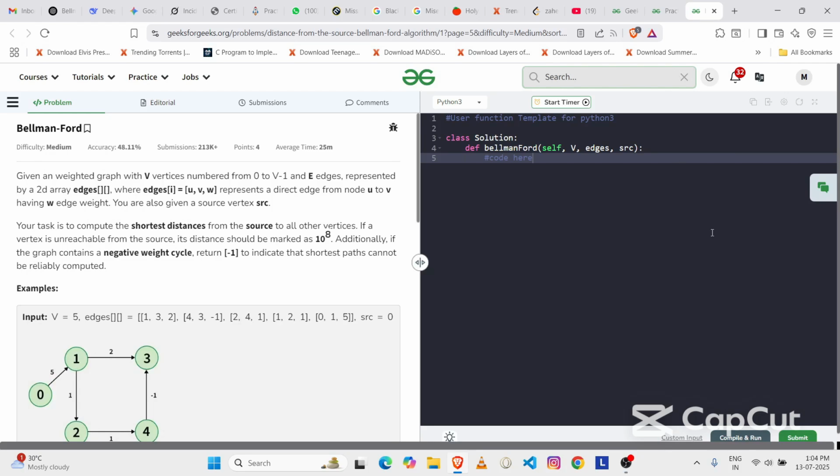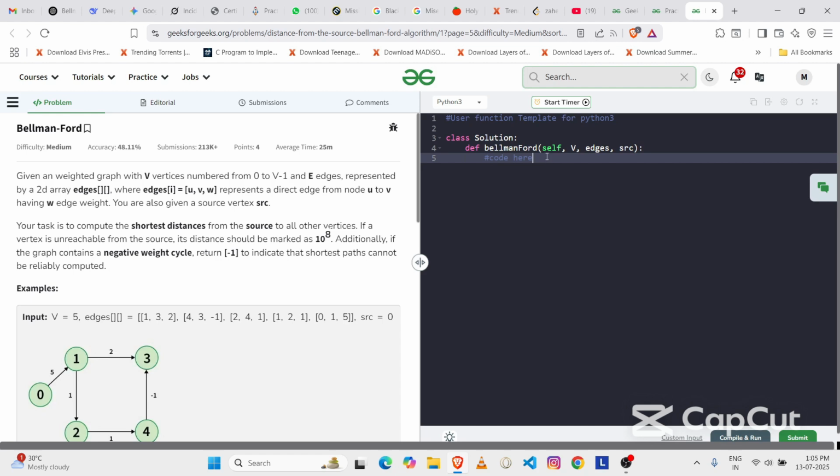Today we are going to solve the Bellman-Ford algorithm question. As you know guys, this algorithm is used for finding the minimum weight on the graph. This algorithm comes in when Dijkstra's algorithm is limited, so we are going to find the shortest weighted path on graphs with negative edges.